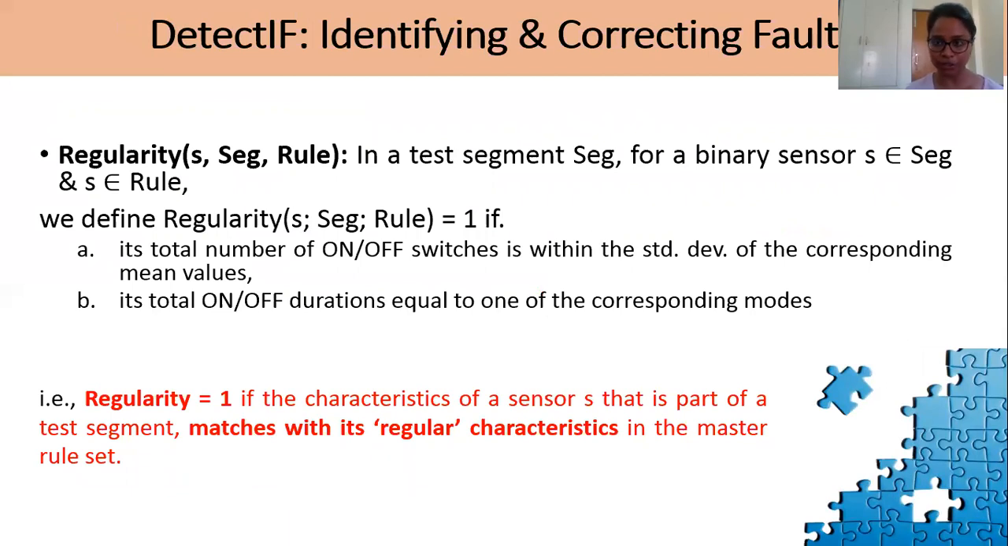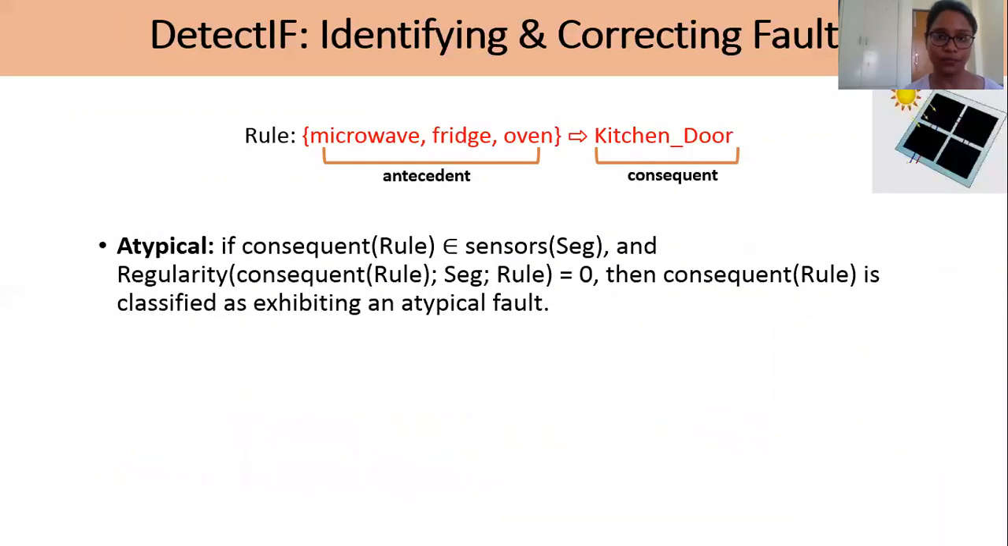So we define a term called regularity. It is essentially matching pattern. We say that one sensor in a test segment is regular if it matches with its original behavior in a rule. So regularity 1 is when the characteristics of a sensor that is a part of a test segment match with its regular characteristics in the master rule set. By regular characteristics, I mean those external statistical features that we computed for each sensor in rules. So this is what regularity essentially is. After this, we will see how we really detect faults.